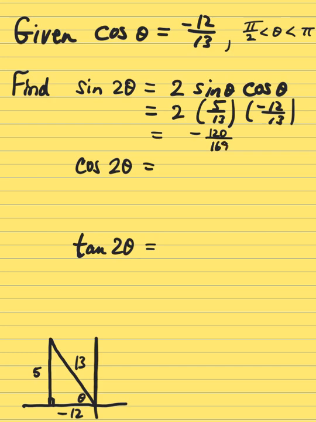Cosine double angle, when you look at your formula sheet, you have 3 different options. They're all as good as the other. Pick whichever one you want to work with. It is totally fine. I'm just going to use the very top one, which is cosine squared theta minus sine squared theta. And just plug these numbers in. Cosine was negative 12/13.